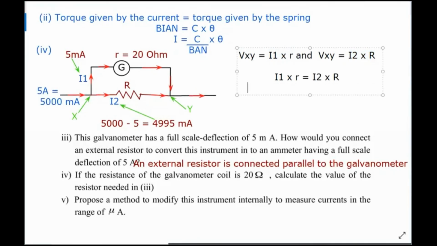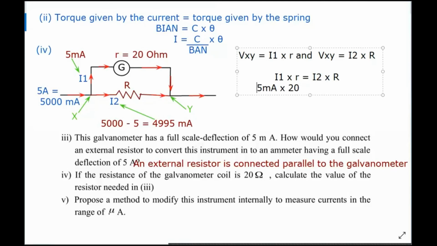So I1, we don't know. No, we know I1, sorry. I1 is 5 milliampere. We know small r, make it 20. I1 is 5 milliampere, small r is 20.